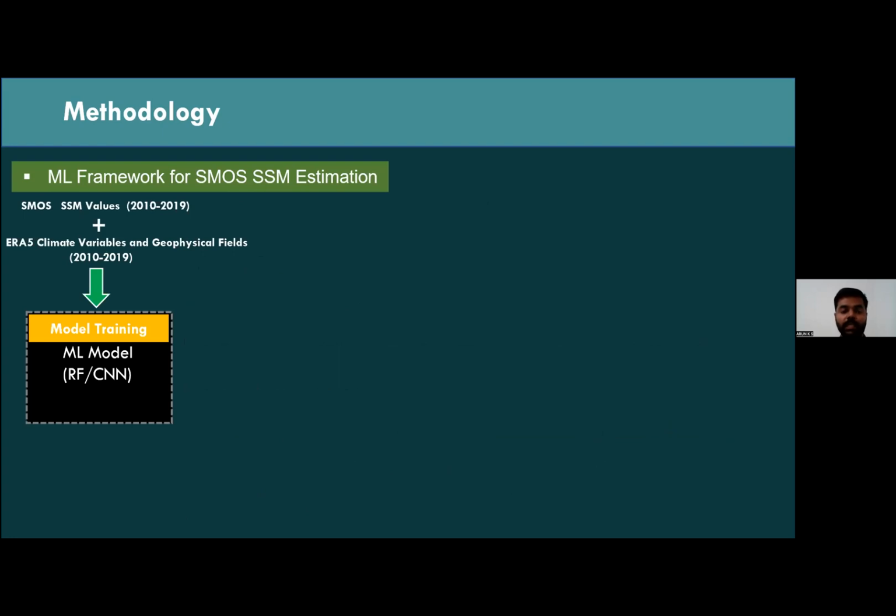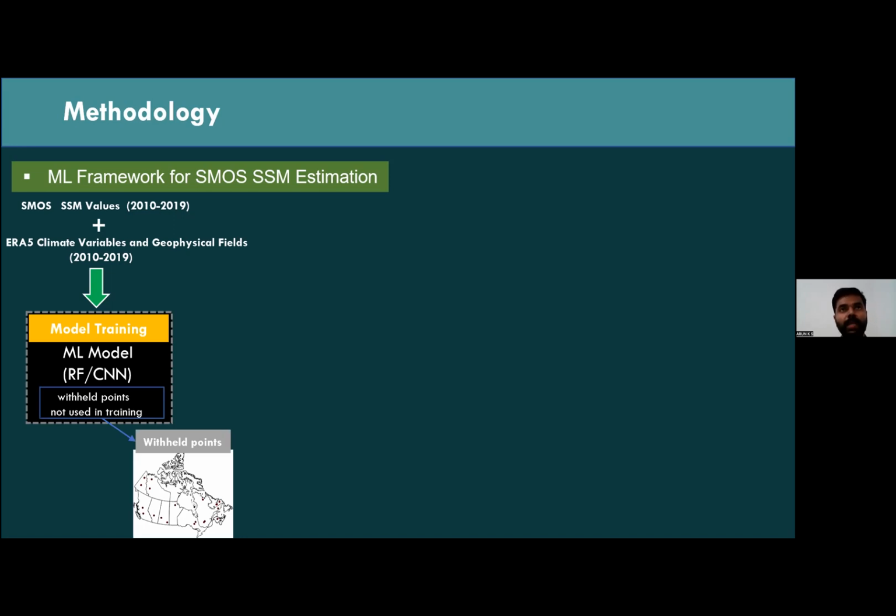So this is the ML framework for SMOS SSM estimation. It works in two stages. In the first stage, the two different machine learning models, RF and CNN, are trained using 10 years of daily observed climate variables and geophysical fields from ERA5 reanalysis data as predictors, and the corresponding SMOS SSM values as the target. We use data from 2010 to 2019 for training the models. During training, some of the points from the training data set are set aside as withheld points, and these points are excluded from the training process and used later to validate the two machine learning models. To form the withheld points, some set of points are randomly selected from each time step, and these points are kept aside and excluded from the training.